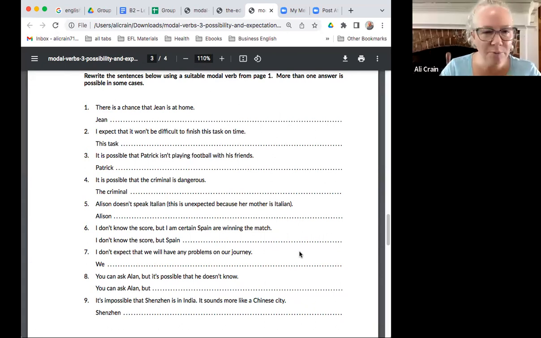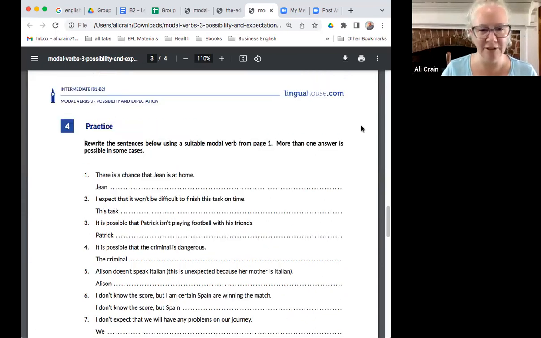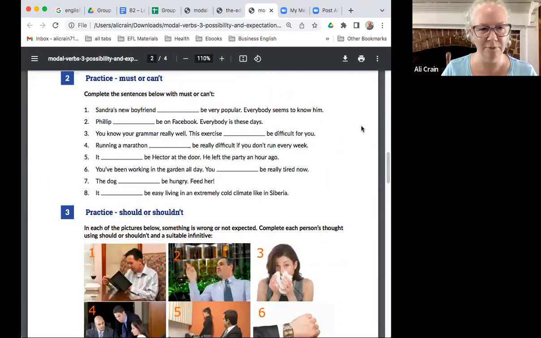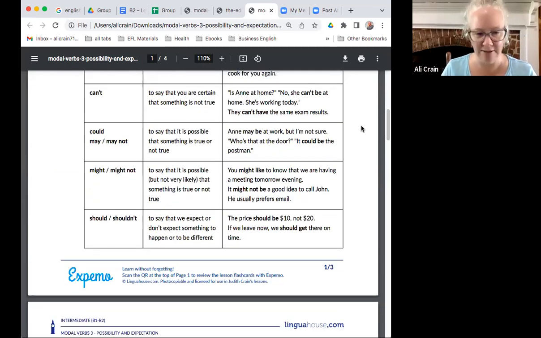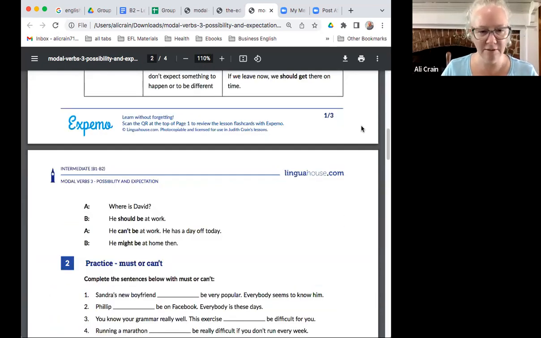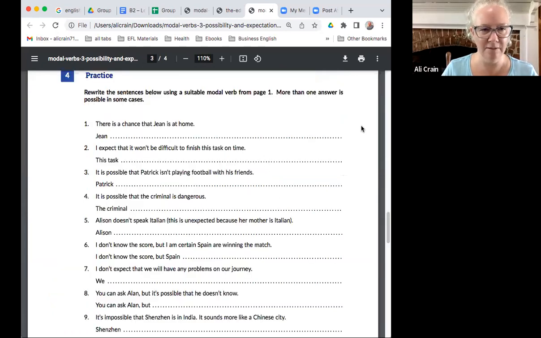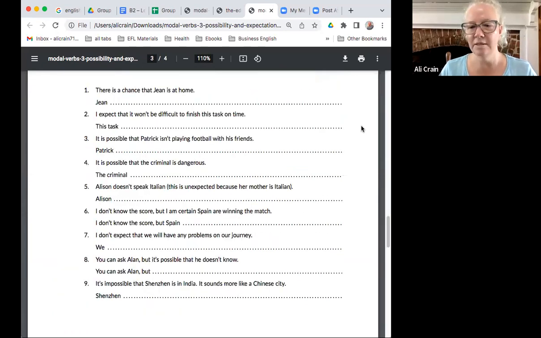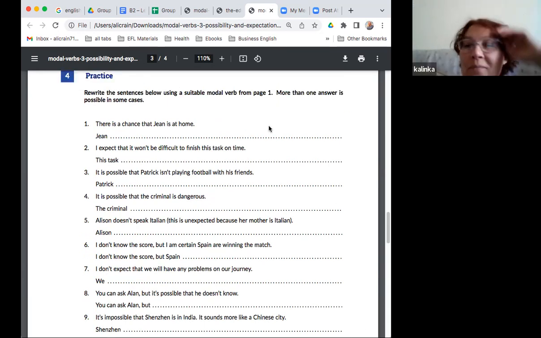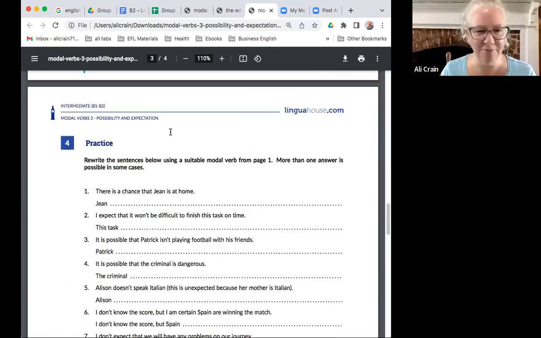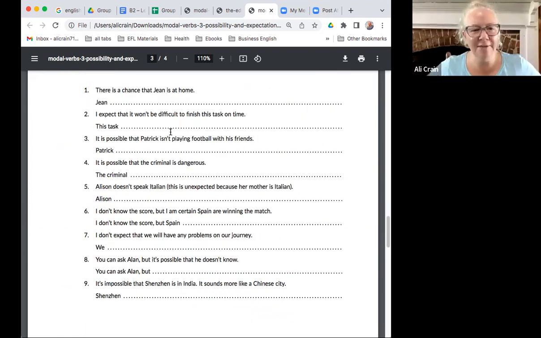Okay, so on this one, we're going to rewrite the sentences using the suitable modal verb, and more than one answer is acceptable, so we're going to be using the modal verbs that we went over up here before. So any of these: must, can't, could, may not, might not, should, shouldn't. All right, so who went last on that? Margot, was it? I don't remember who did the last one. You were the Kalinka. Okay, so Margot, you're up for this one then. Take your time.